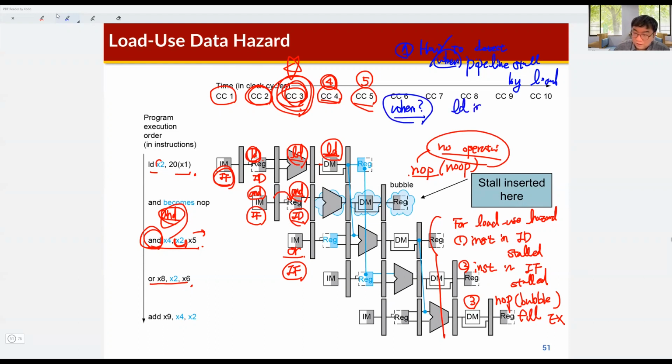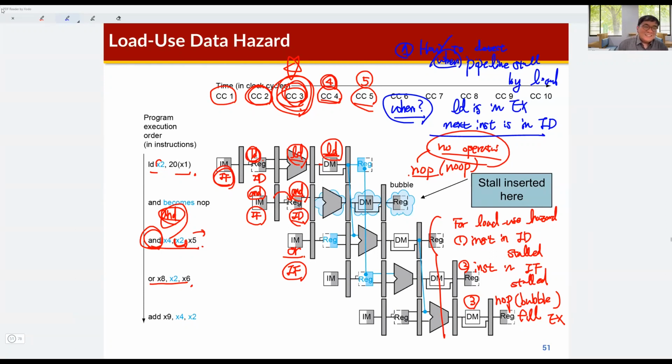When the load is in the EX stage and the following instruction, the next instruction, is in the ID stage, then we need to detect the load-use data hazard. That means the pipeline stall situation caused by the load instruction. Understand? So you need to understand.